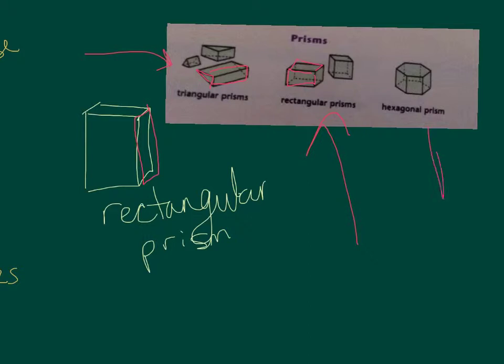The hexagonal prism has a hexagon on top, but rectangles on the sides. So the common thing that we have in all of these is that they have a rectangle as one of the side faces or bases.